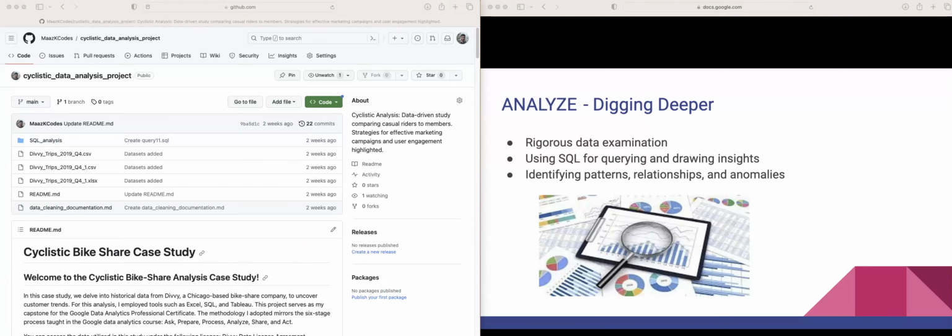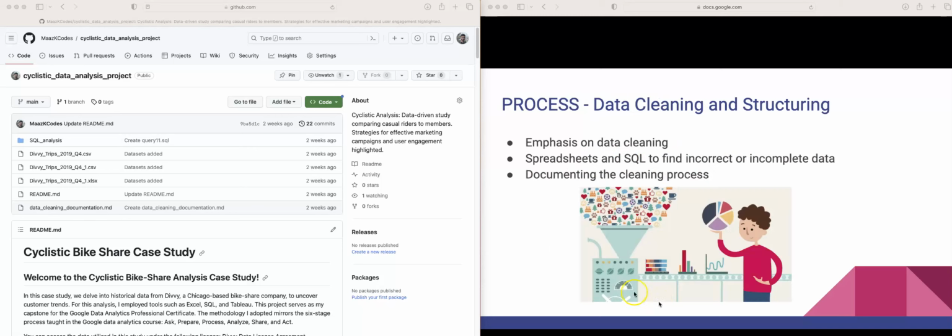Next is finally analysis. This is when we analyze the data and we dig deeper. So this is all about rigorous data examination, using SQL or Excel for querying and drawing insights and identifying patterns, relationships, and anomalies. This is where you really learn what the data is all about.